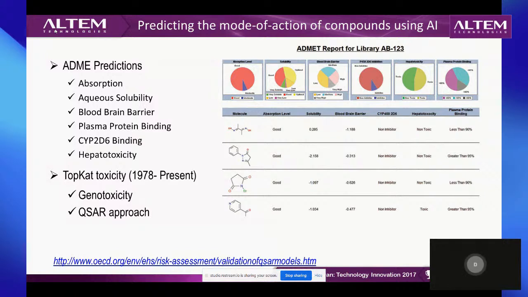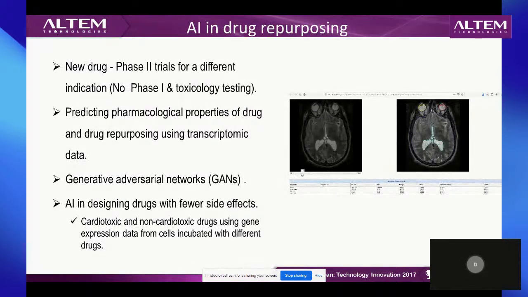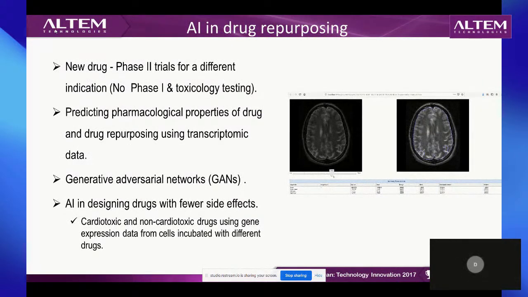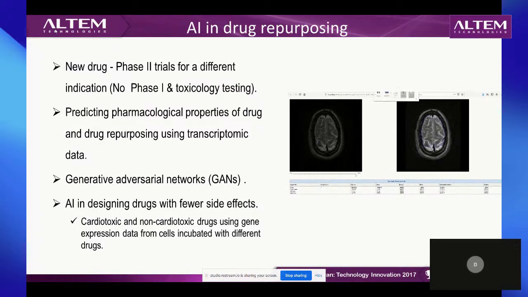So I'll show you the demonstration. During that time, you all can understand in a much more detailed manner. And this is an example of drug repurposing for cardiotoxicity. This has been drugs treated for cardiotoxic and non-cardiotoxic drugs, and to visualize the gene expression data from cells. You can see here. And here they basically used polypharmacological properties and drug repurposing using transcriptomic data.